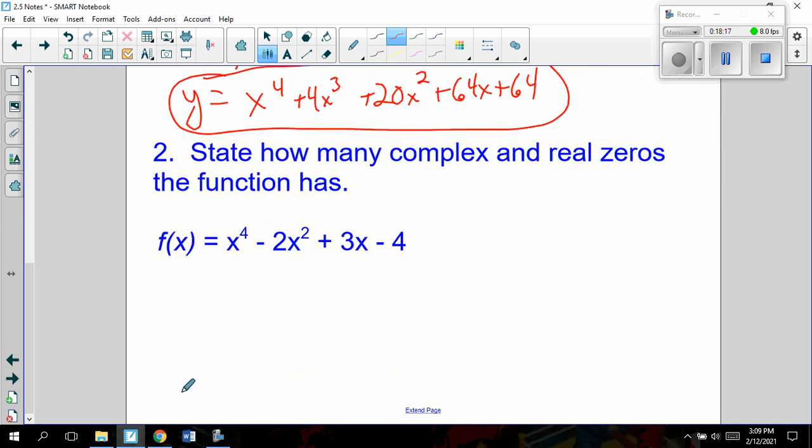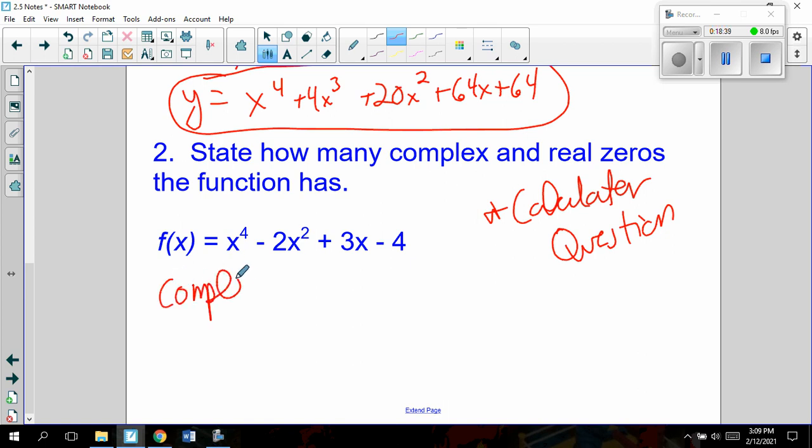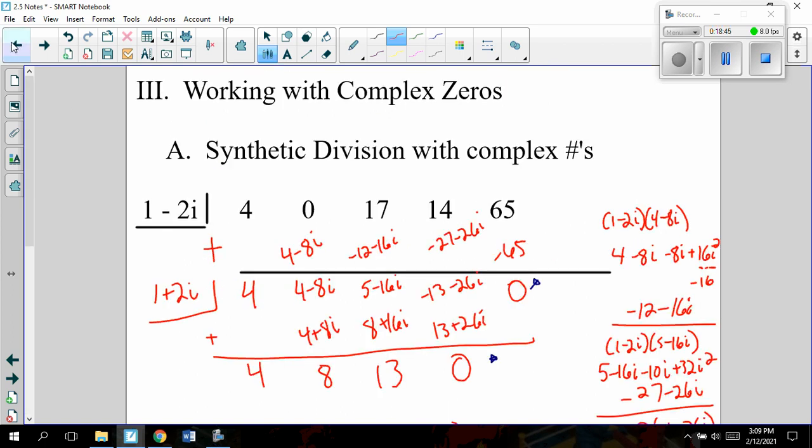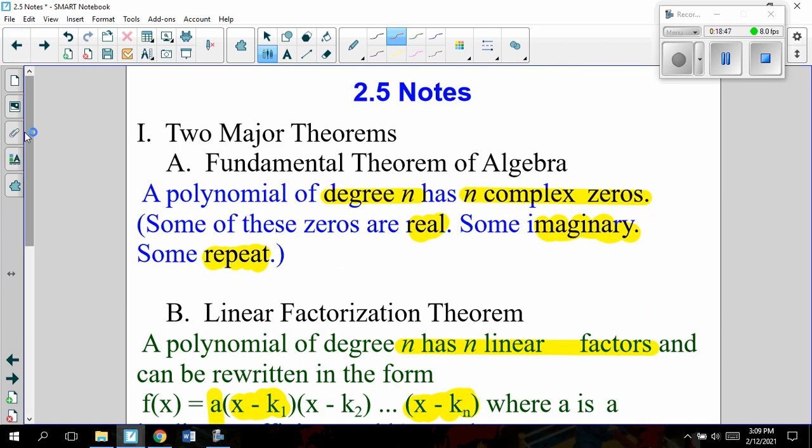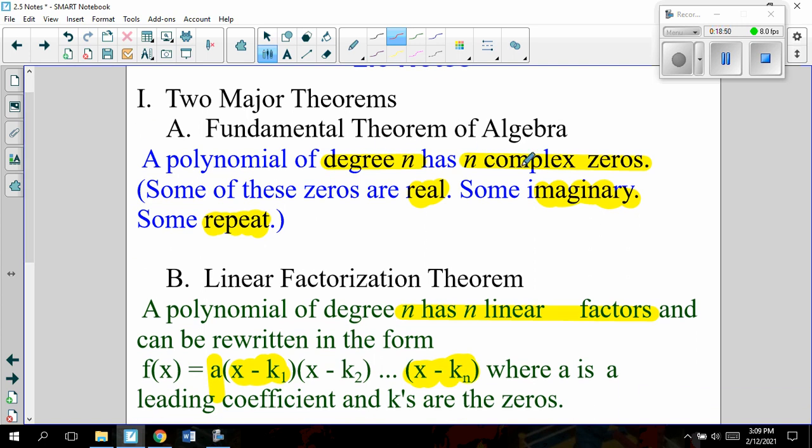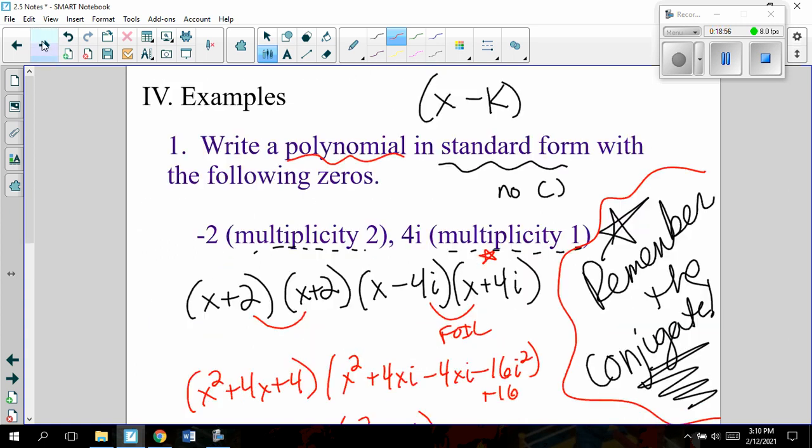All right, question 2. State how many complex and real zeros this function has. All right, this is going to be a calculator question. So you will be able to have a calculator and look at it, well, for part of it, I should say. So first of all, when I ask how many complex, this is actually a very, very easy answer, because if I go back to this, that if you have a degree n, you have n complex zeros. So whatever your degree is, that's how many complex zeros you have.